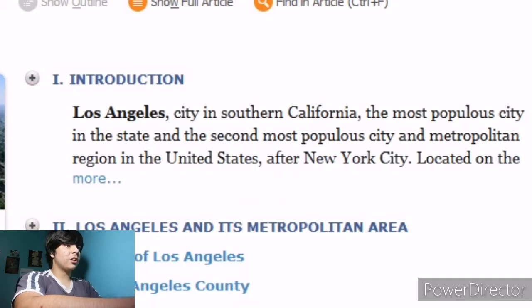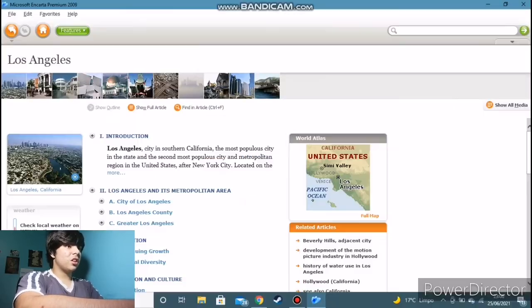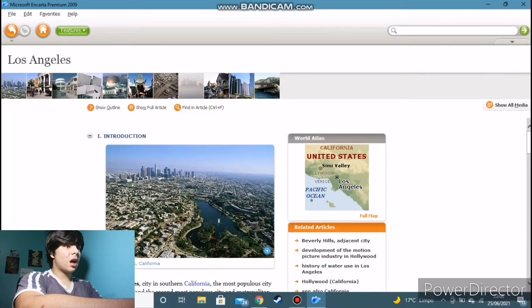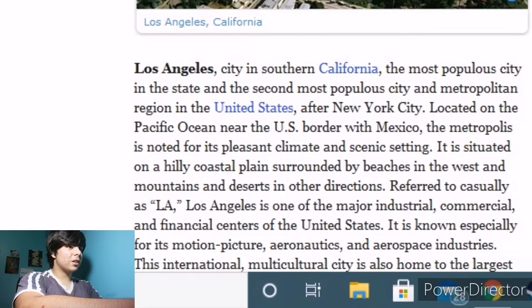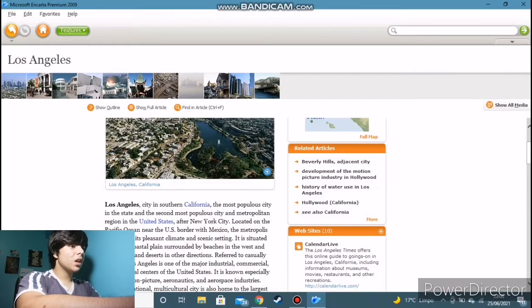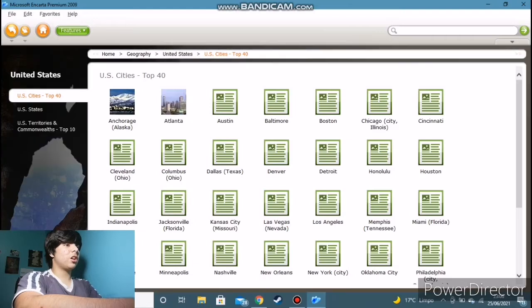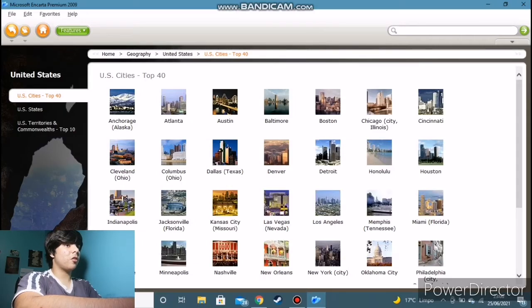Los Angeles, city in Southern California, the most populous city in the state and the second most populous city and metropolitan region in the United States, after New York City, located on the Pacific Ocean near the United States border with Mexico. The metropolis is noted for the pleasant climate and scenic setting. It is situated on a broad coastal plain surrounded by beaches in the west and mountains and deserts in the other directions. Blah blah. I want to go to Los Angeles after going to Chicago.